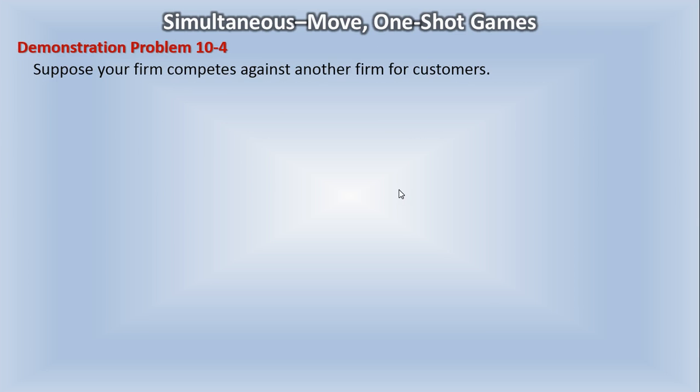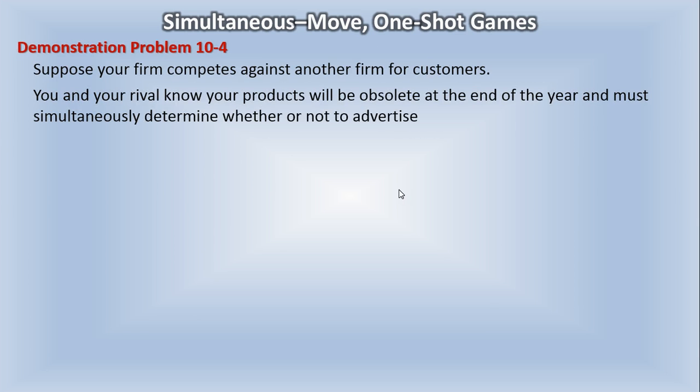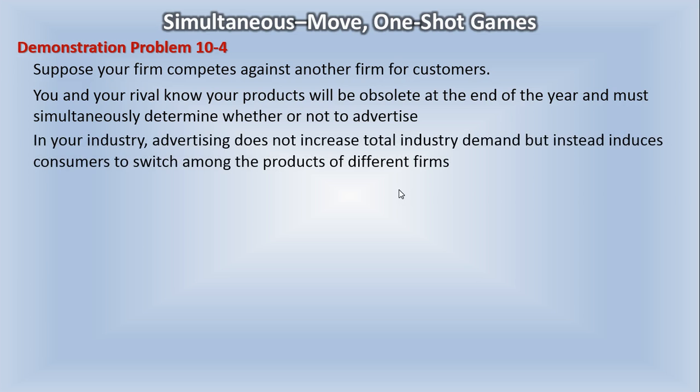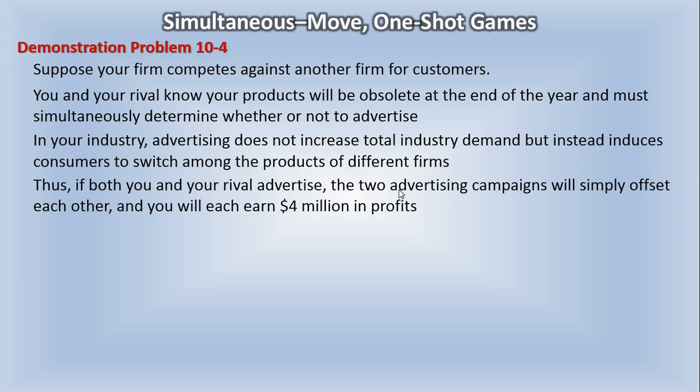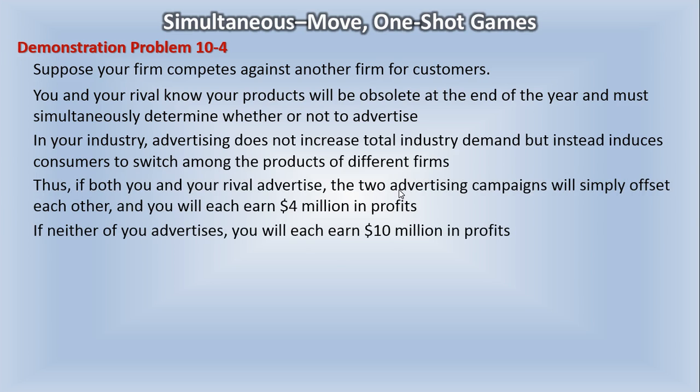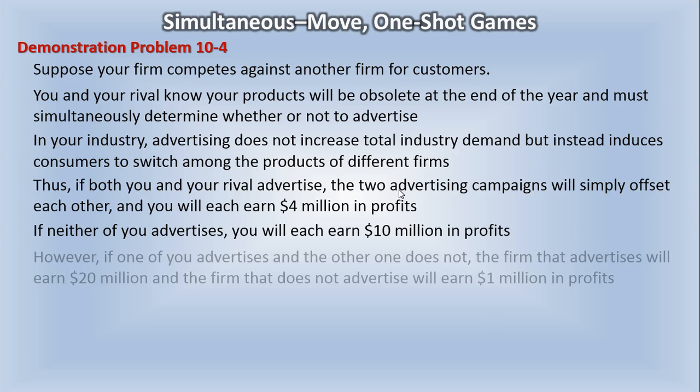Suppose your firm competes against another firm for customers. You and your rival know your products will be obsolete at the end of the year and must simultaneously determine whether or not to advertise. In your industry, advertising does not increase total industry demand, but instead induces consumers to switch among the products of different firms. So if both you and your rival advertise, the two advertising campaigns will simply offset each other and you will each earn $4 million in profits. If neither of you advertises, you will earn $10 million in profits.